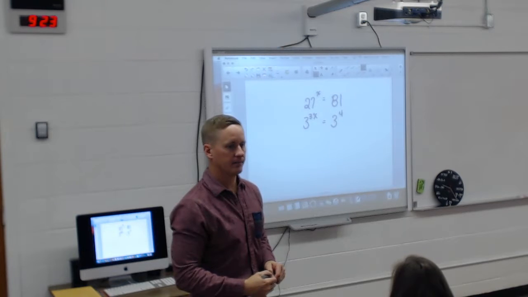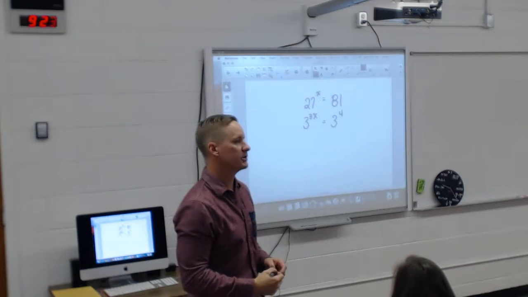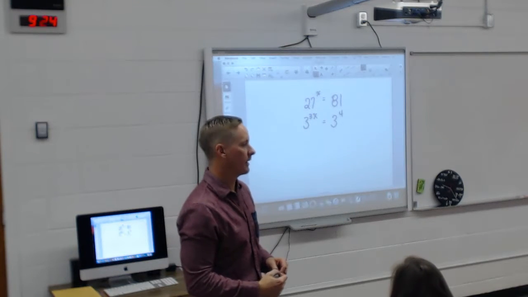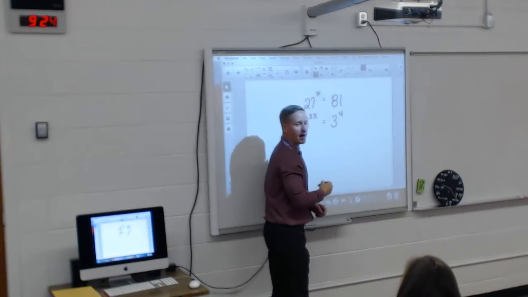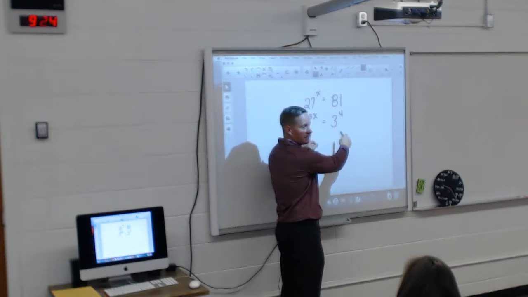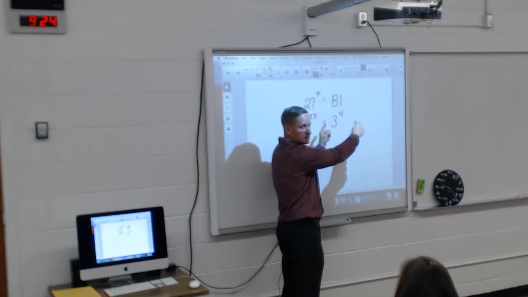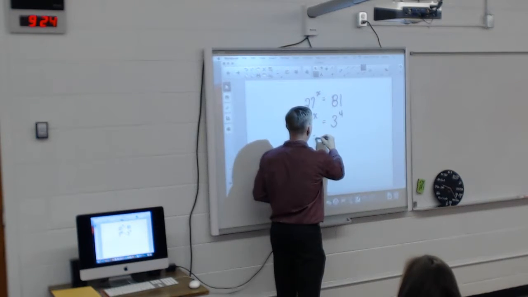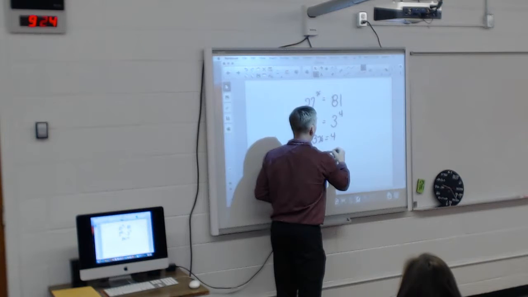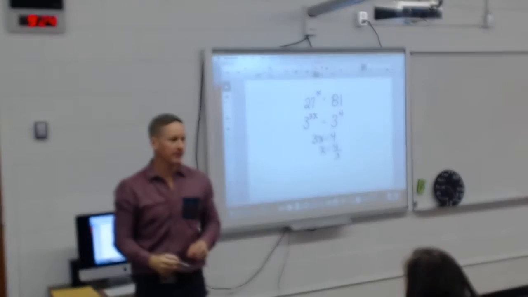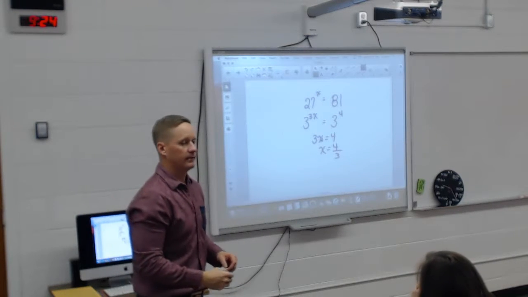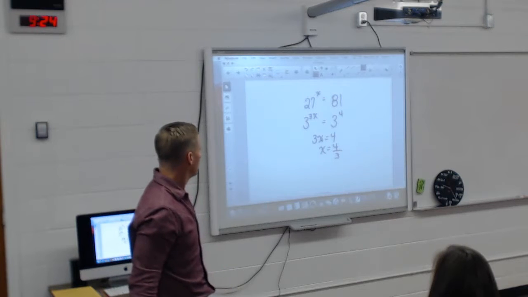What does x equal? 1 1/3. Okay, let's just do it simple. 4 over 3. Right? In order for these to be the same on both sides, if these numbers are the same, what does that mean for the exponents? They have to be the same, right? So 3x is equal to 4, x is equal to 4 over 3. Everybody following?